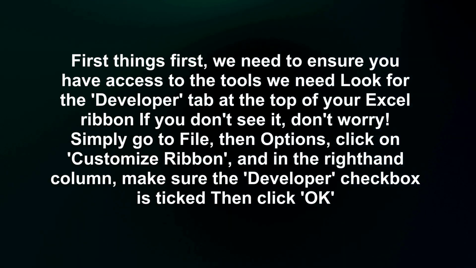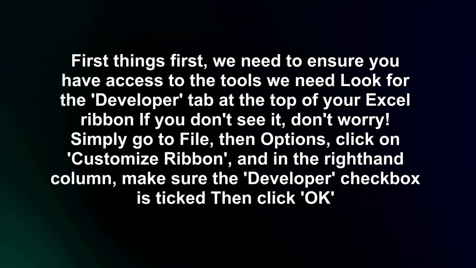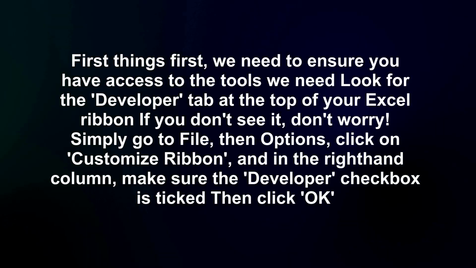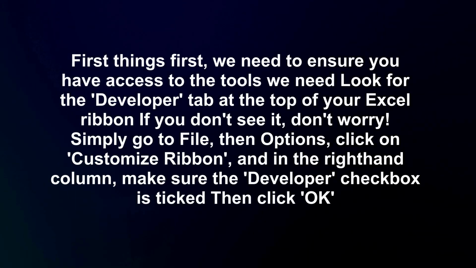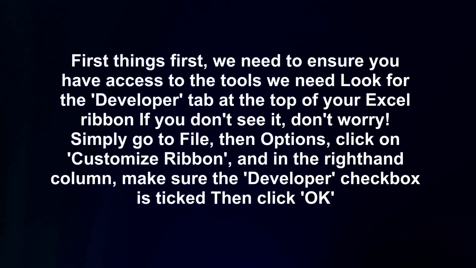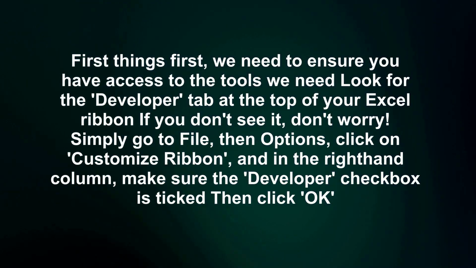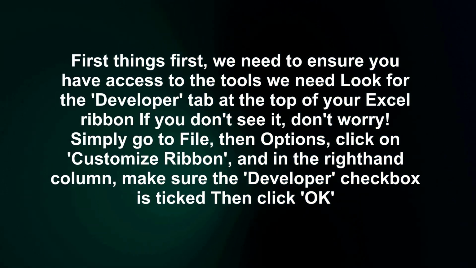Look for the Developer tab at the top of your Excel ribbon. If you don't see it, don't worry. Simply go to File, then Options, click on Customize ribbon, and in the right-hand column, make sure the Developer checkbox is ticked, then click OK.